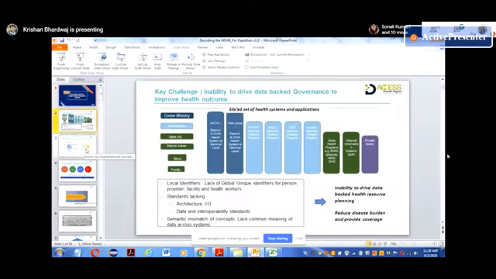So this is the current scenario I was talking about, and the best example is what's happening now. Due to this COVID situation, almost all the equations have changed very drastically.